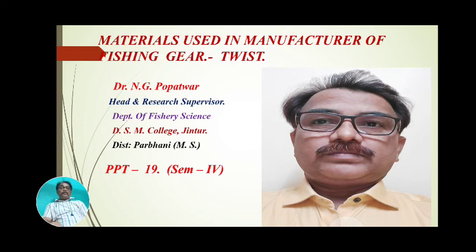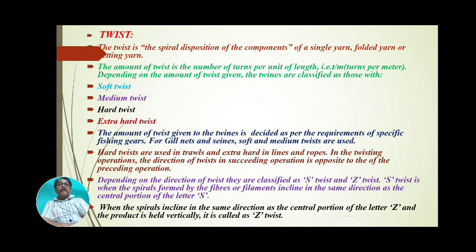Now in today's part, on the materials used in manufacture of fishing gear, we will see the twist: how these ropes and netting yarns are twisted, and how twist is formed and produced in their construction.